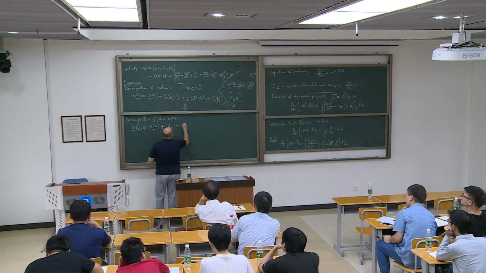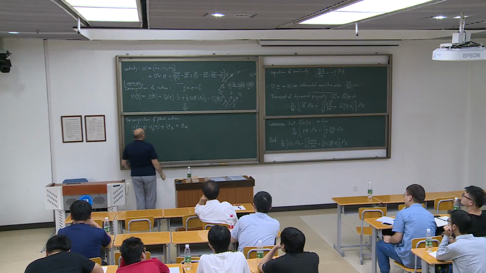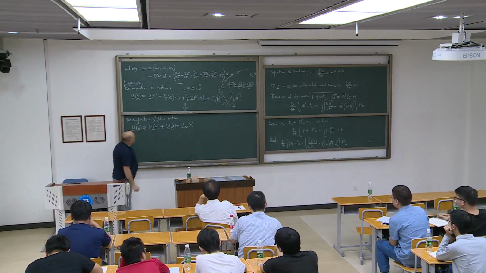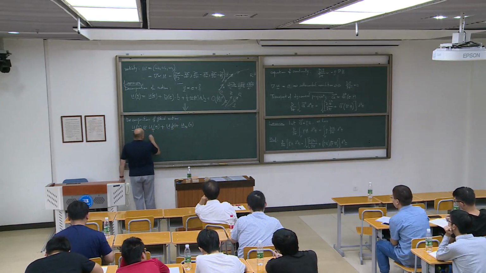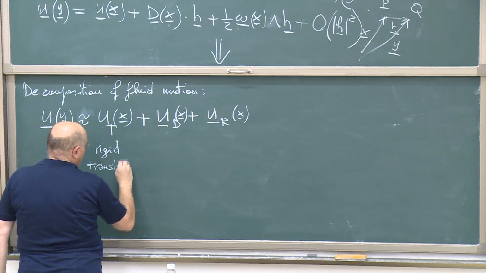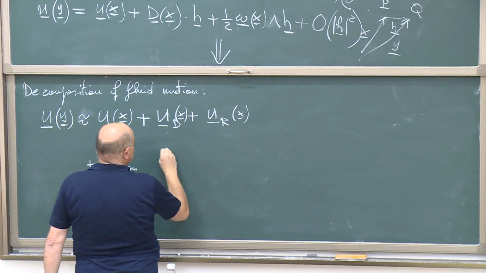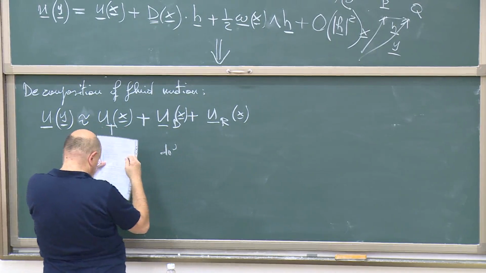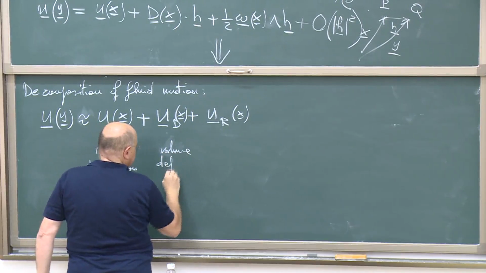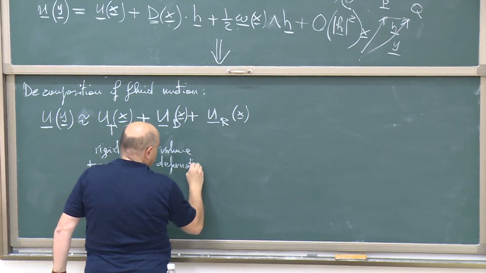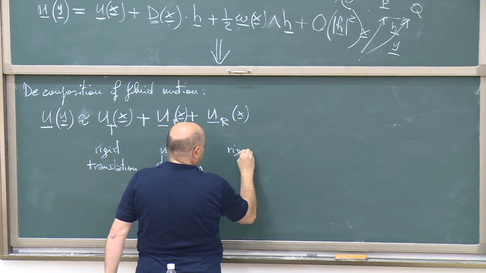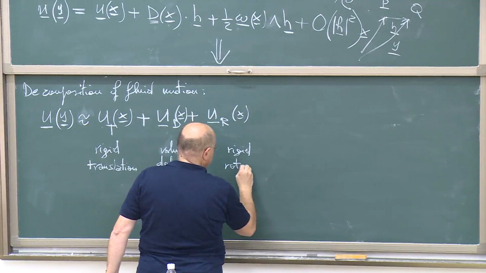Okay, so this is u_D, plus I have a u_R. Sorry, everything at x, or close to. So rigid translation, deformation or distortion, let's say volume deformation, and this is rigid rotation of the volume.